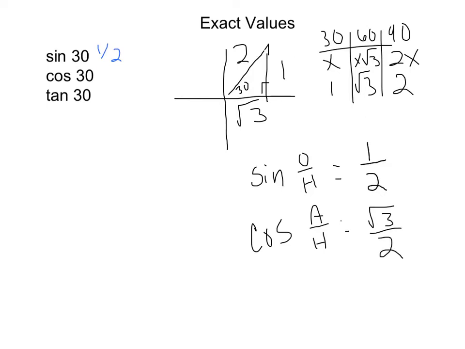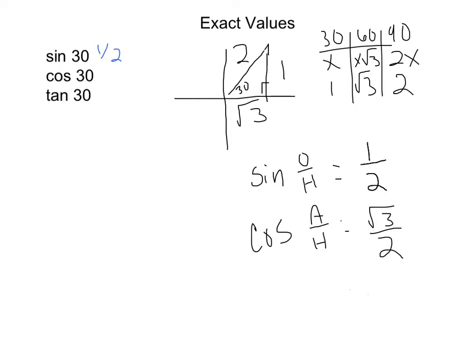Now remember, this is the exact value. If I were to type in cosine of 30 degrees in the calculator, I would get a decimal value of somewhere around 0.866. If you were to type in the square root of 3 divided by 2, as long as you did your parentheses right, you would get that same decimal answer. Okay, so those are the same values, but the square root of 3 over 2 is the most exact answer that I could get. Then the last one we're going to do is tangent.